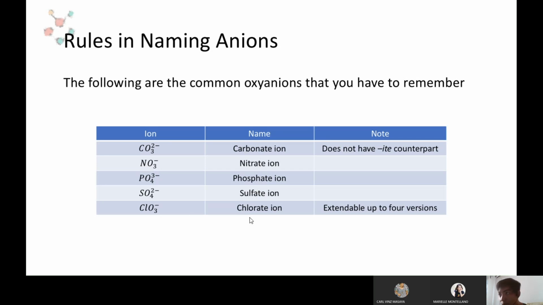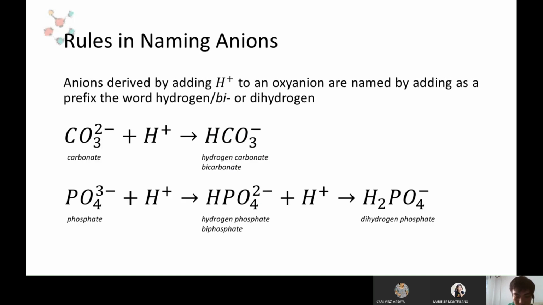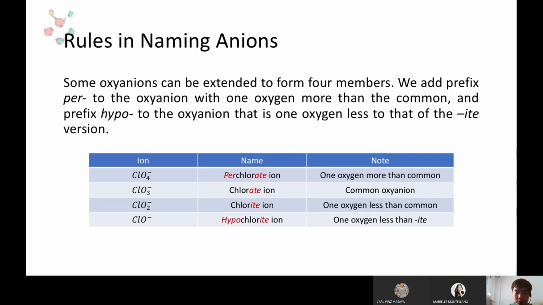Okay, so punta na tayo dito. Focus tayo kay ClO3. Kasi sabi dito, it is extendable up to 4 versions. 4 yung versions pala niya. So, tignan natin. Ayan. So, looking at chlorate, sabi natin kanina, we can extend it to 4 versions. Ano meaning nun? Meaning nun, pwede kang mag-add ng oxygens or magbawas pa ng oxygens. Up to 4 levels or 4 extent.